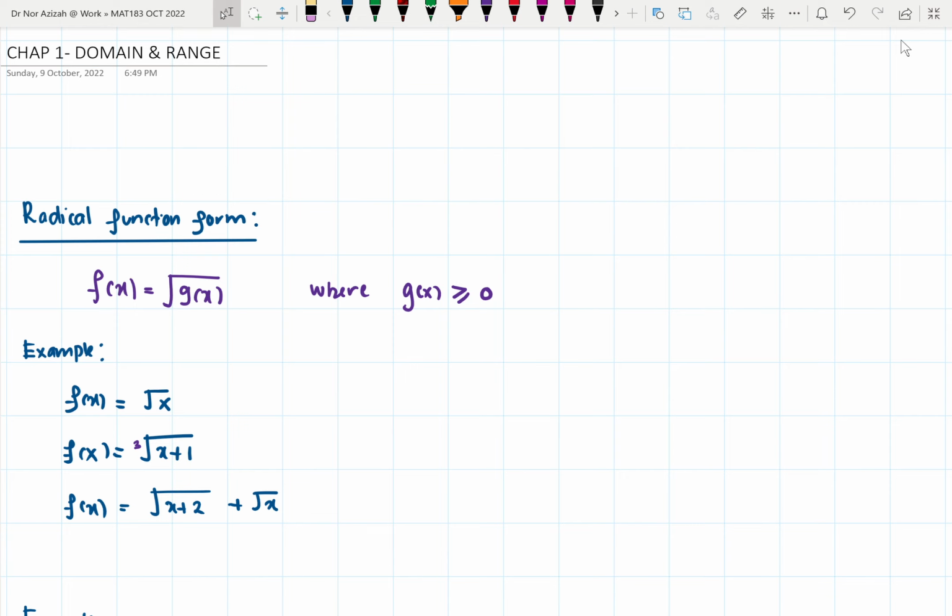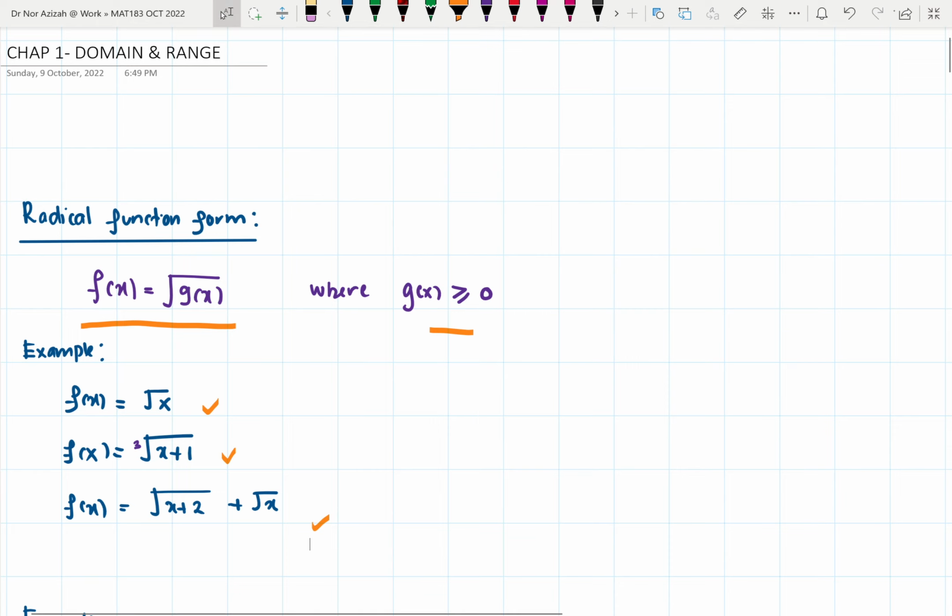So f(x) equals g(x) to the power of 2. This one is a radical function where g(x) is greater than or equal to 0. For example, if you have f(x) equals square root of x, or f(x) equals (x plus 1) to the power of 1 over 3, or like this. This one is a radical function.